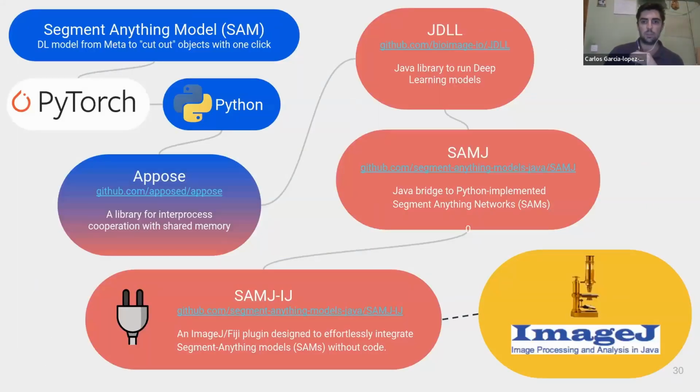This is a little bit technical, but I think it's important to understand too. So SAMJ, our plugin, is using SAM, which is in Python, but we are on Fiji or ImageJ, which is in Java. So I think we are bringing the best of the deep learning world, the most recent and latest technology advancements in this field, which are always done in Python, into the very user-friendly world of Java.